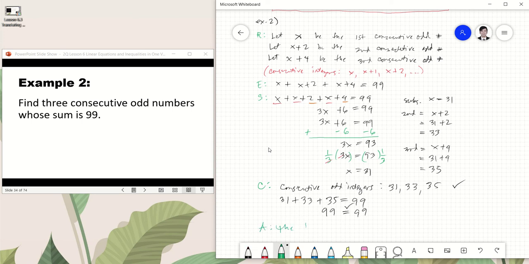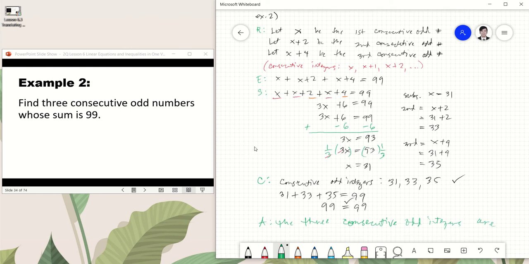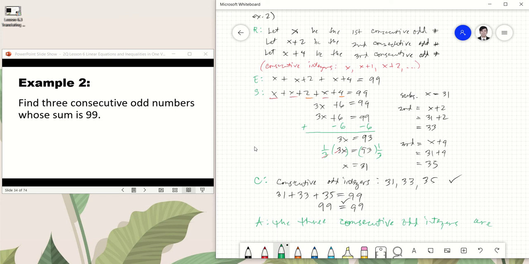So we say the 3 consecutive odd integers are 31, 33, and 35.